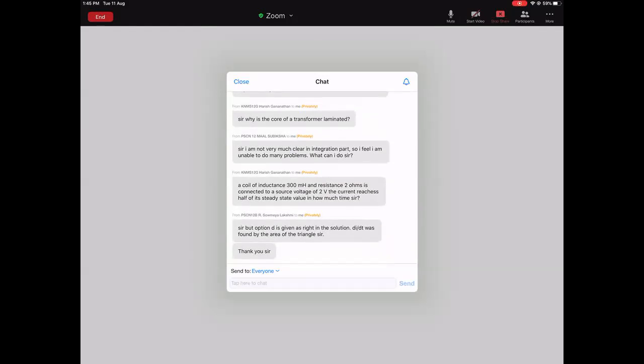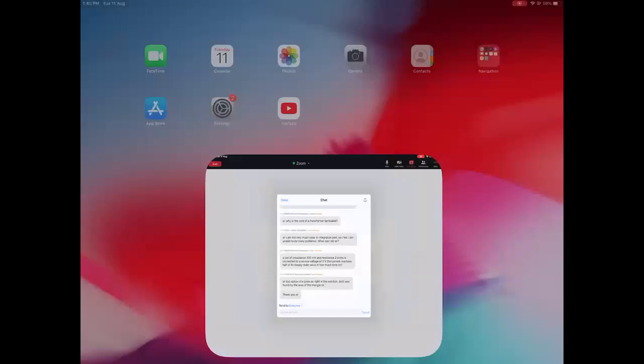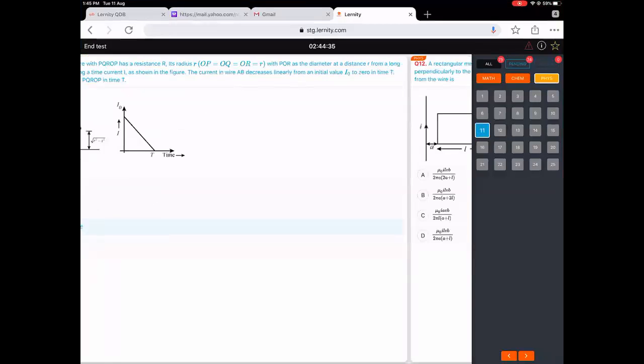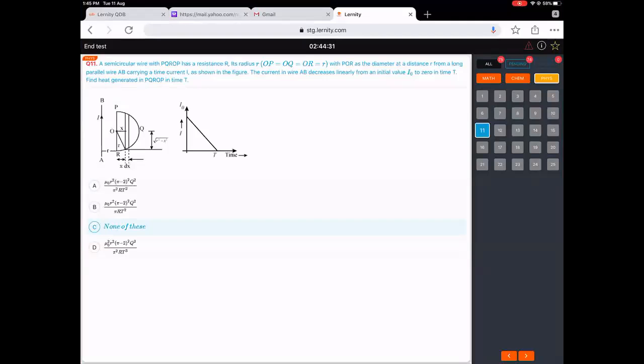di/dt was found by the area of the triangle. Okay, but Soumya, have I been able to give you an idea as to how to answer it? Yeah, so di/dt was found by the area of the triangle. How can they find di/dt by the area? The current decreases linearly from I0 to 0 in time T. If it's a linear decrease, there is nothing else. It is I0 by T only. There is no other mistake there.